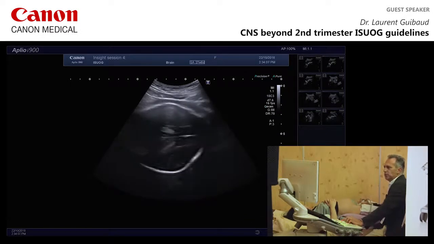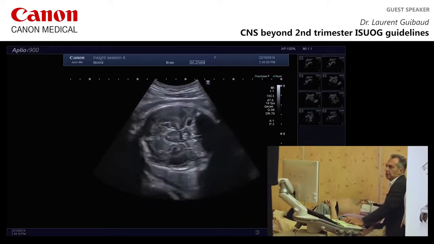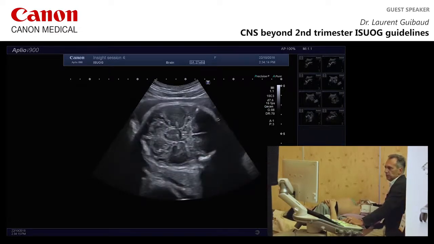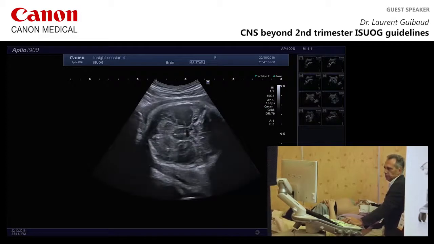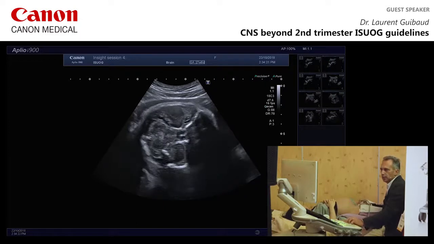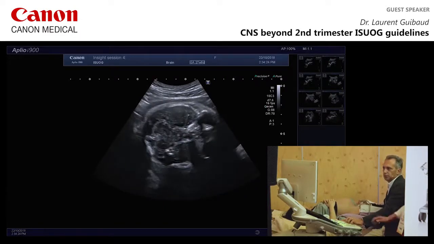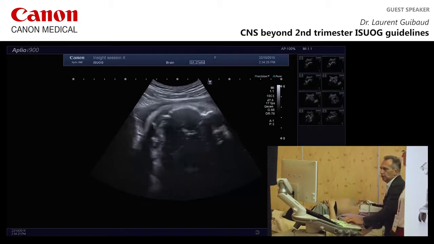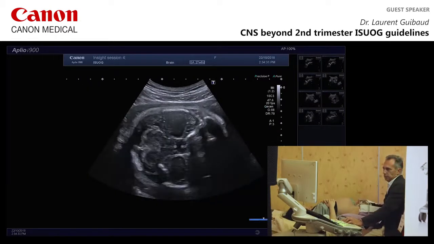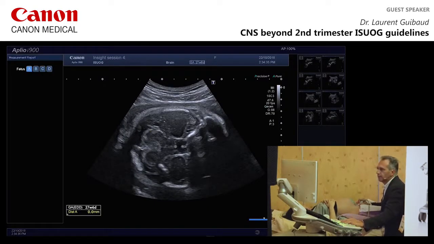So in that case, if you move to the TCD, what do you want? You want me to change the probe? No? Okay. Difficult to see the border here. So you are expecting 32.